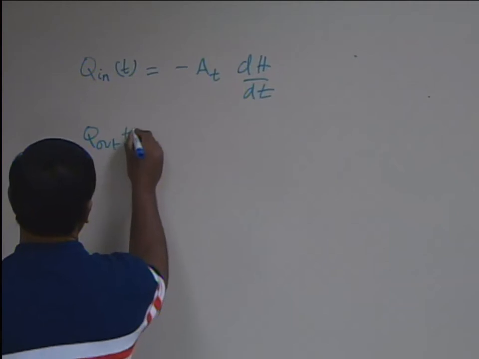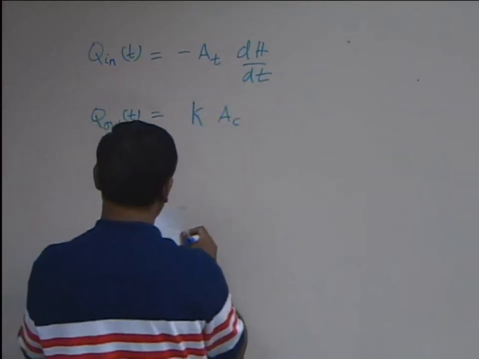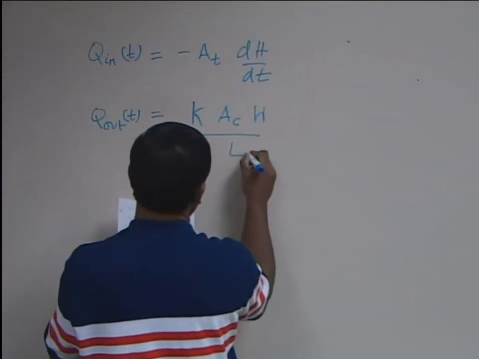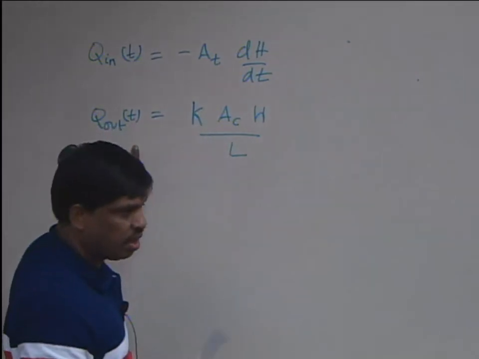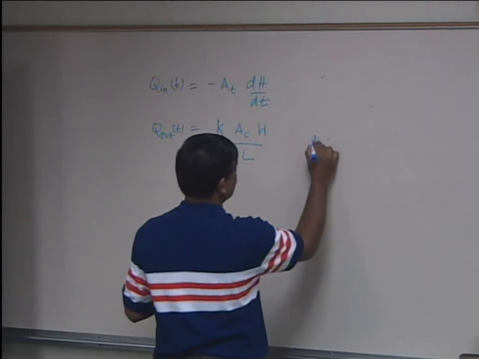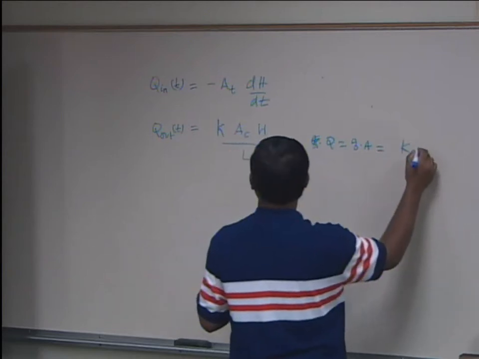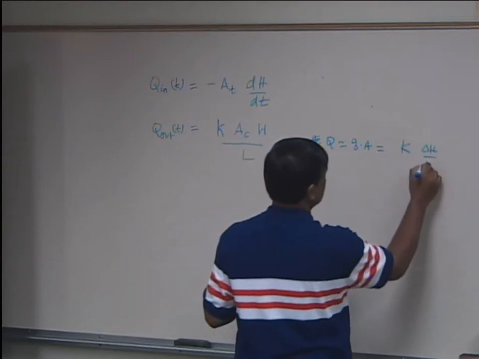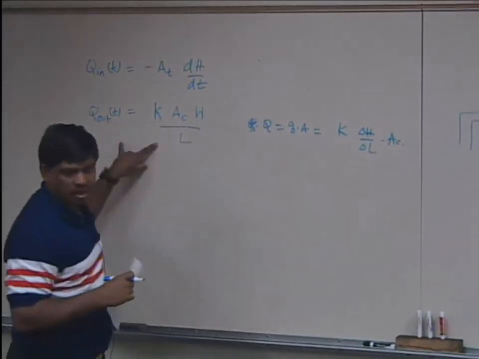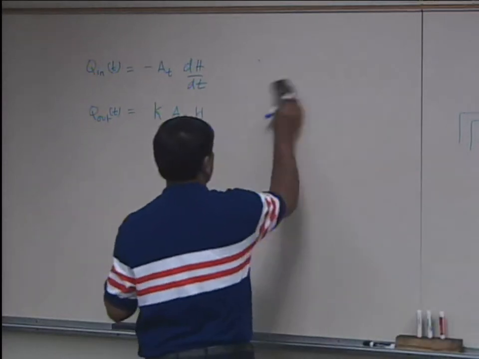Q out as a function of time is equal to K times A cross section of the column times H divided by L. This is straight from Darcy's law, which is Q equal to K times delta H by delta L times the area of cross section. Basically this is Darcy's law, and they have to match. Whatever is going out should be coming in.